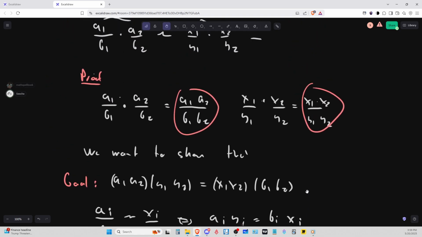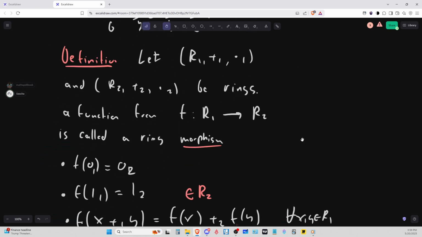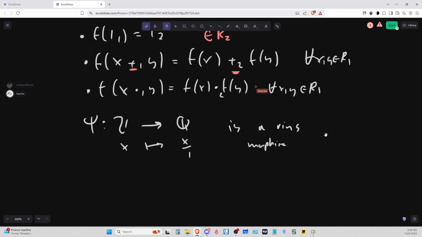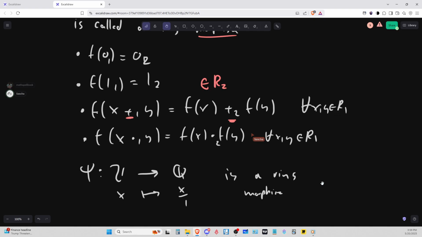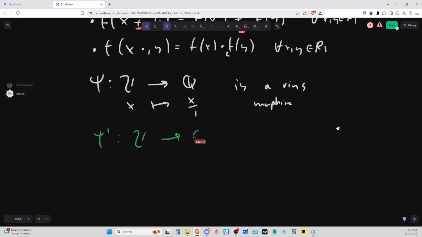I mean, there are a lot of maps that map Z to Q. For example, we can take X and map it to X plus 1 over 1. That would still be a completely valid map that maps Z to Q. So maybe I can write it with a little prime. So we map X to X over 1 plus 1, right? So why is the first one a better map than the second one?